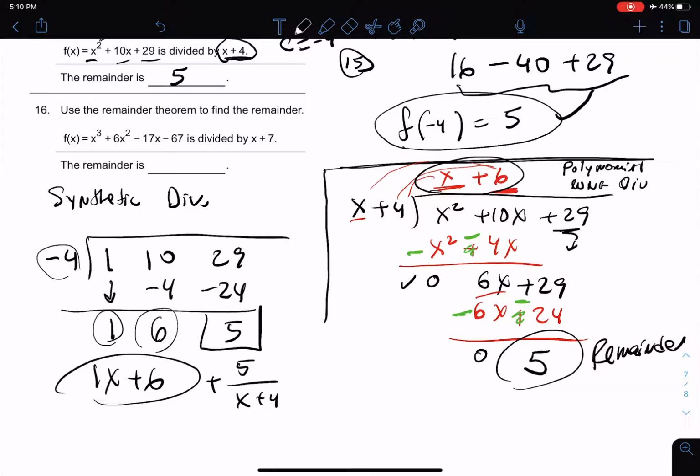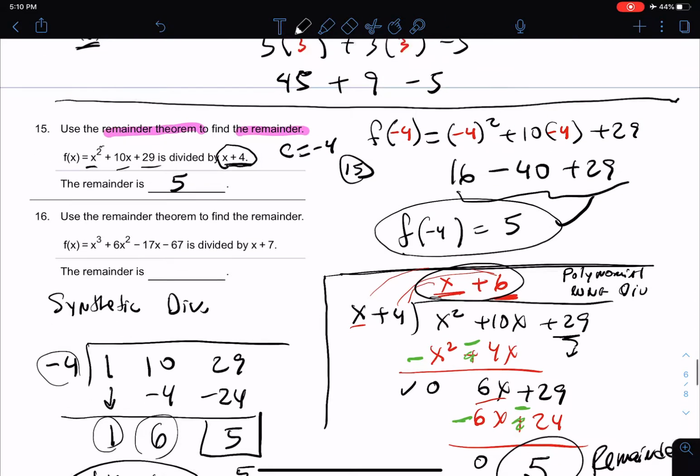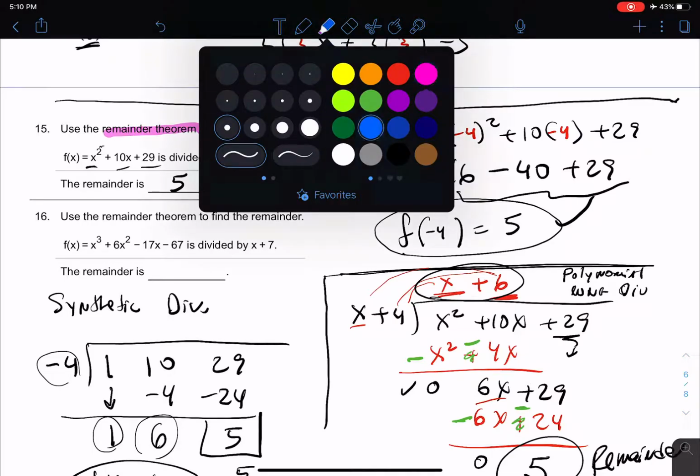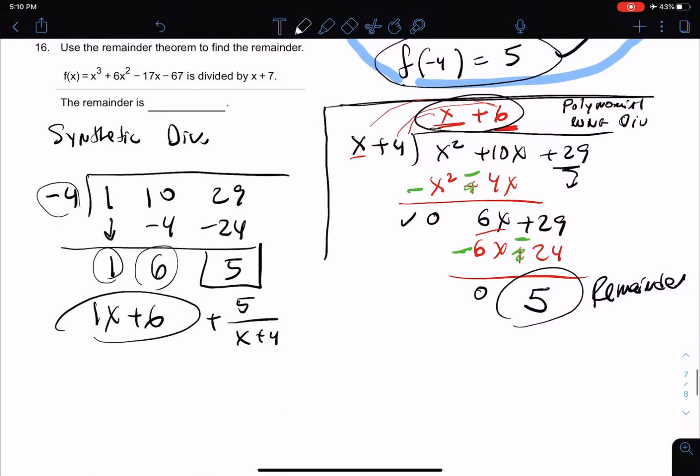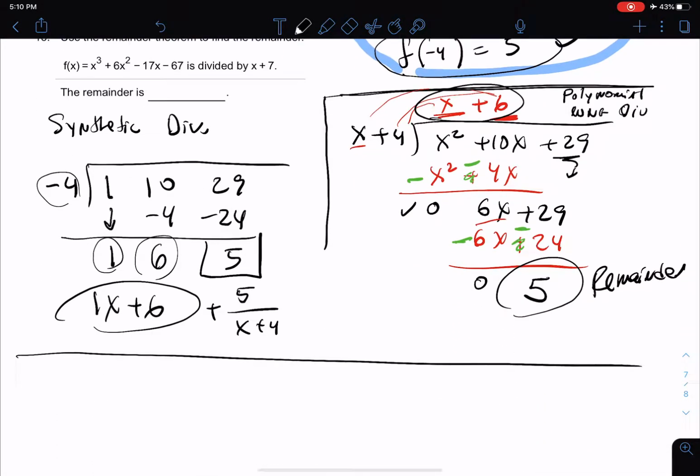Okay, so I did that problem three different ways, but the intended way and the big takeaway here is that this is the remainder theorem. It helps us find the remainder without having to do any division. You're doing direct substitution. Last problem. Use the remainder theorem to find the remainder. This time I'm not going to do it three times. Let's just do it right here.